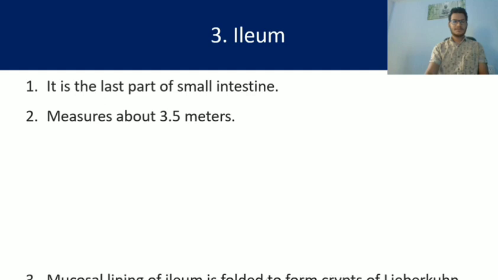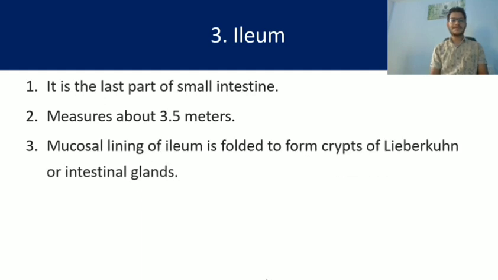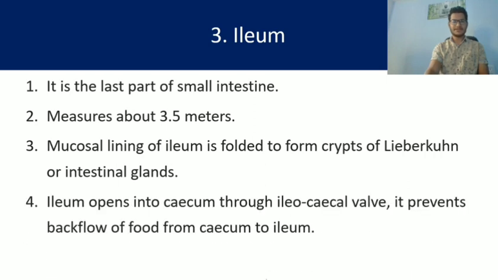Okay, let's move on. The mucosal lining of the ileum is folded to form the crypts of Lieberkuhn or intestinal glands. So here the intestinal glands are also there, because the inner wall or mucosal lining of the ileum is folded to form the crypts of Lieberkuhn or intestinal glands that help in the process of digestion by secretion of different enzymes.